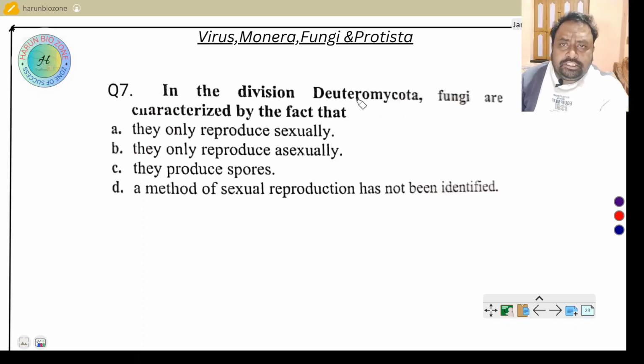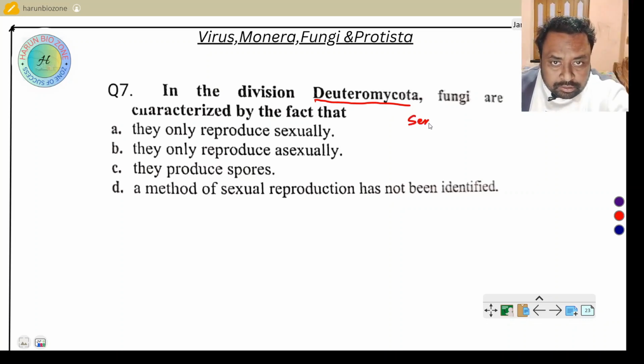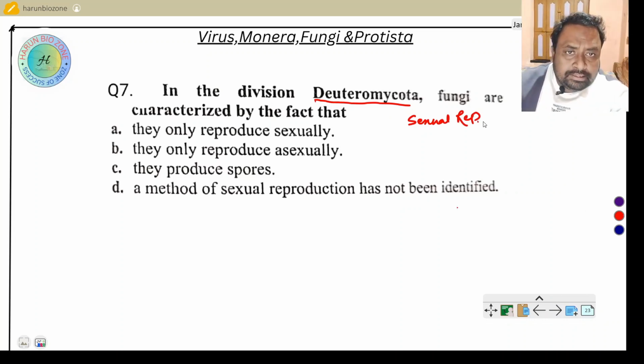Next question, in the division deuteromycetes, where sexual reproduction is not identified. Fungi are characterized by sexual reproduction, during which fungi show three steps. But in deuteromycetes, sexual reproduction is absent.